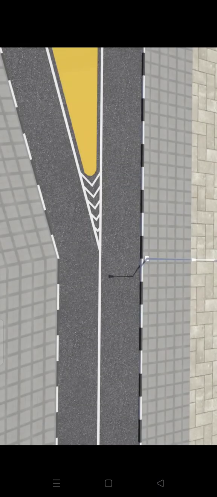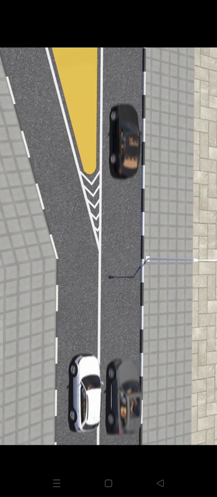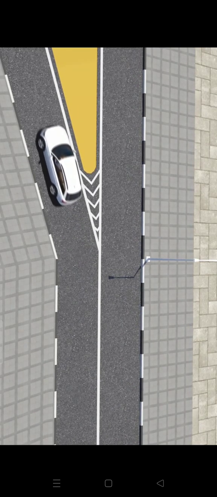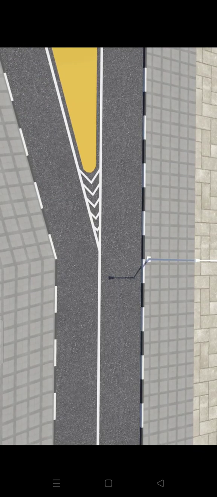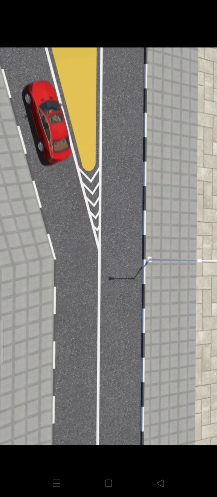No overtaking island lines. The driver is prohibited to overtake or move on them. They are obstacle islands used instead of paved islands to provide safety.